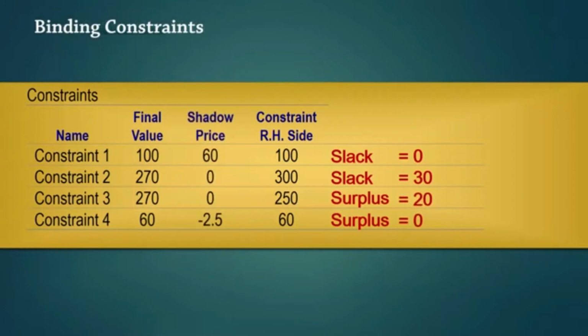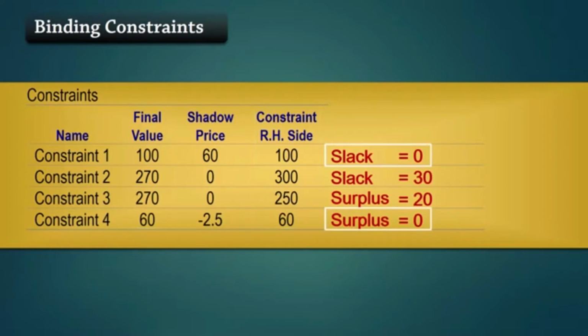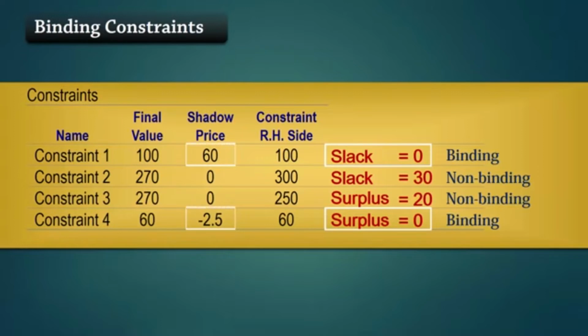Lastly, the binding constraints are the ones that have final values equal to the right-hand sides, that is, the ones with 0 slack or surplus values. So constraints 1 and 4 are binding, while 2 and 3 are non-binding. Note also that the binding constraints have non-zero shadow prices.